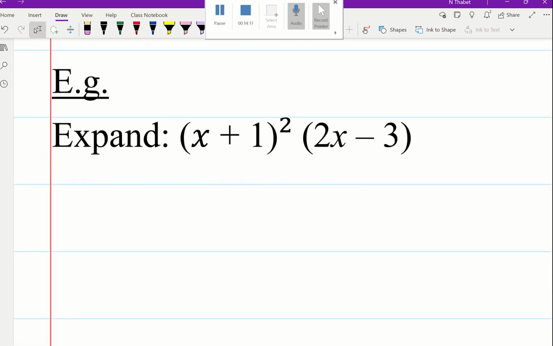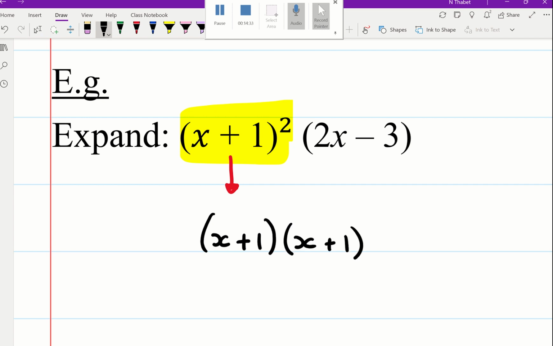This question also asks you to expand, and this bracket only is a squared bracket. So this means that this bracket, and again this bracket only, is a double bracket. There are 2 of them. x plus 1 times x plus 1, and then times by 2x minus 3. And then I would do 2 at a time.